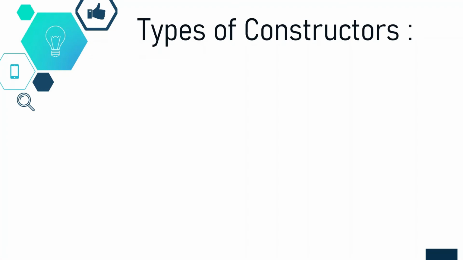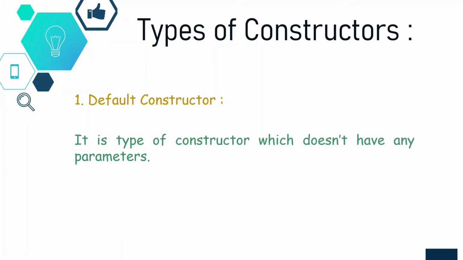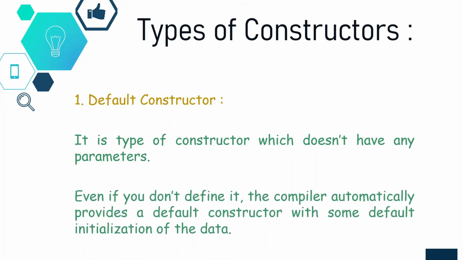Now let us have a look at the types of constructors. First, we have the default constructor. A default constructor is the one which doesn't have any parameters. Now getting back to the question that while object declaration we never defined a constructor. So even if you don't define a constructor, the compiler will automatically provide you with a default one with some default values of the data.